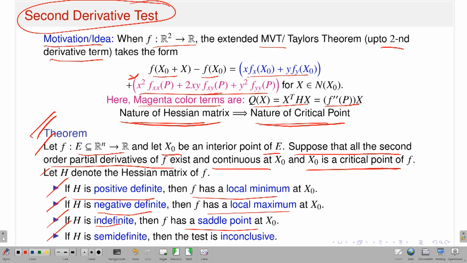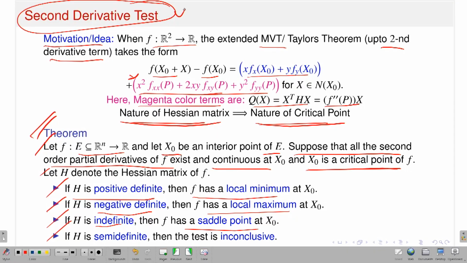So, if I have a scalar field, and I am starting with an interior point which is a critical point, and all the second order partial derivatives exist and are continuous at that point, then of course I can talk about my Hessian matrix. It is a symmetric matrix. Depending on the classification of my symmetric matrix, I can say whether my function attains a local maximum at that point x naught, or a local minimum, whether the point is a saddle point, or whether I cannot conclude anything. So, that is the full connection with the Hessian matrix and quadratic forms.